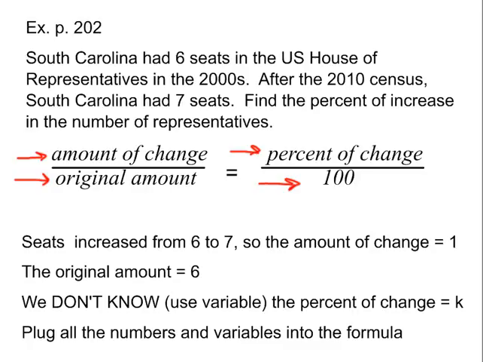Since seats increased from 6 to 7, the amount of change is 1. That would go in our numerator. The original amount we started with was 6. We started out with 6 in the House of Representatives. We don't know the percent change. That's what it's asking for. So let's just put a K there. And we know that percent always goes over 100. So now all we have to do is solve for K.